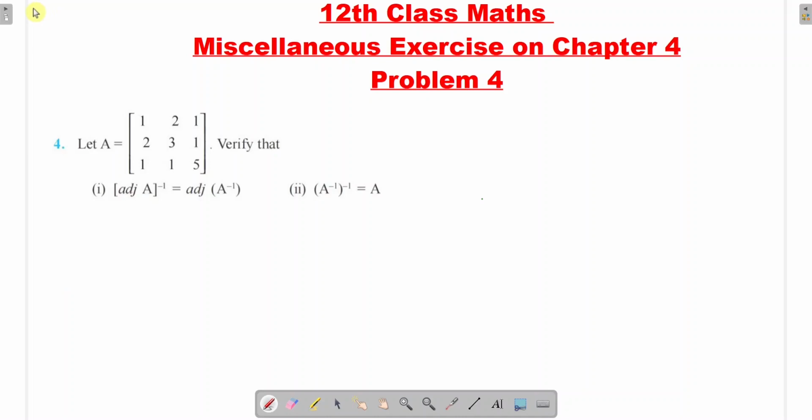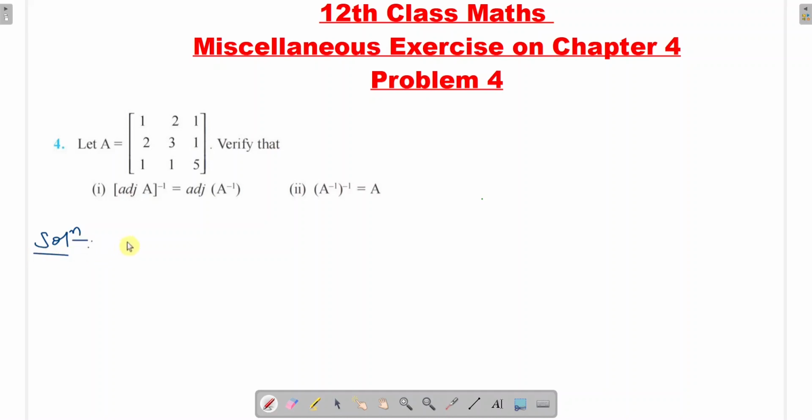In this video we will solve problem 4 of miscellaneous exercise on chapter 4 of 12th class. So the fourth problem is, let A be equal to the matrix 8 2 1, 2 3 1, 1 1 5. Verify that first, (adjoint of A) the whole inverse is equal to adjoint of A inverse, and second, (A inverse) the inverse is equal to A. Okay, so let us start solving this problem.